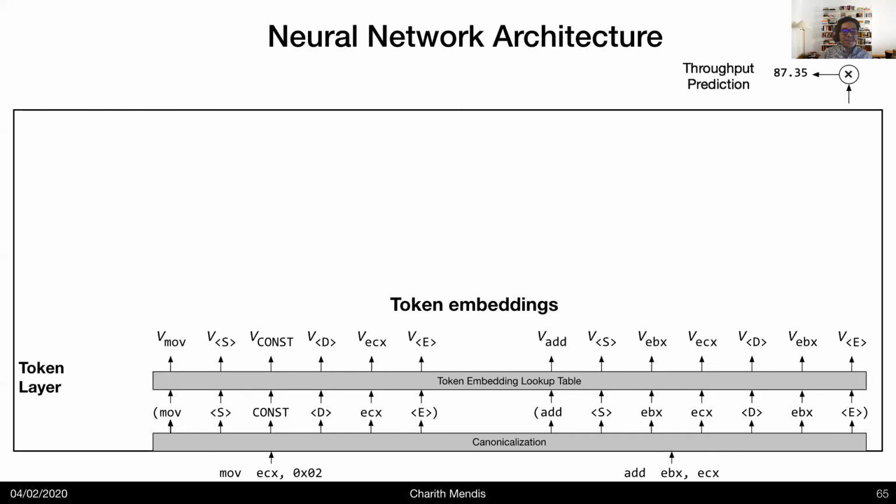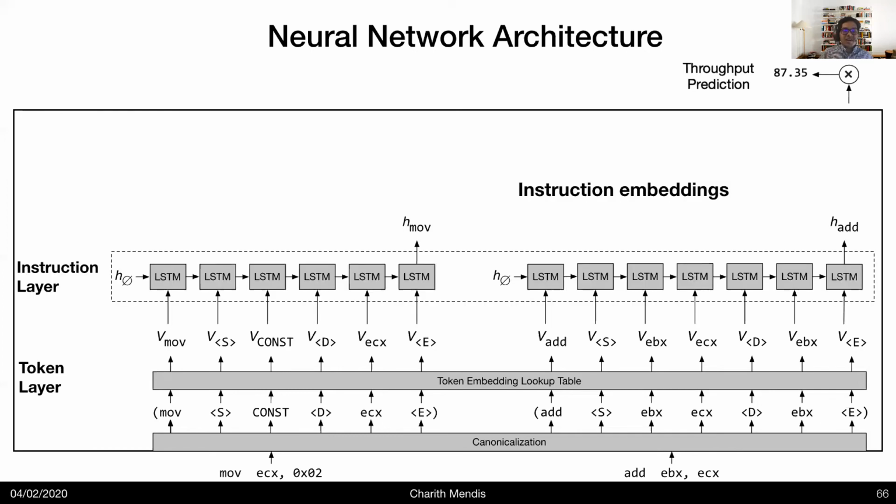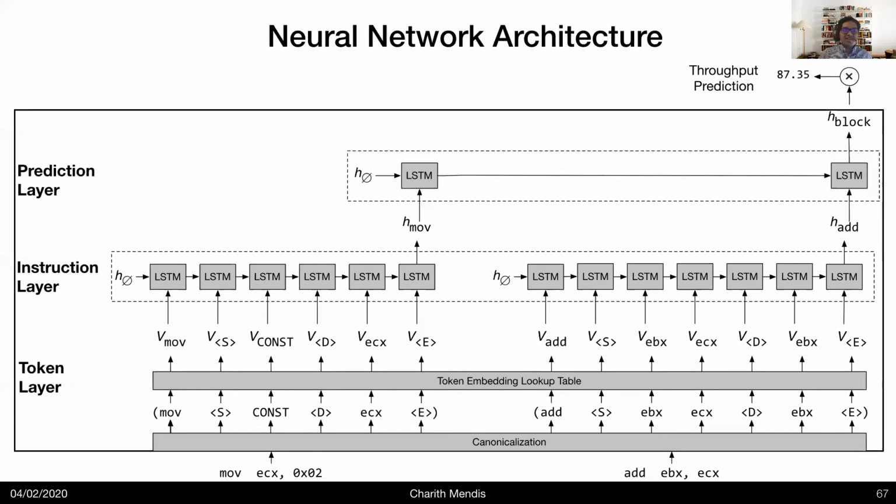And for each of these tokens, we are going to learn an embedding in a high dimensional vector space. And in the next layer, we are going to summarize all of these token embeddings for each individual instruction using an LSTM layer to arrive at an instruction embedding for each individual instruction. And in the final layer, we are going to summarize the instruction embeddings for each and every individual instruction into a block embedding using another LSTM. And note that these two LSTMs are different and weights are not shared between them. So this is different from a traditional layered LSTM architecture. And once we have the block embedding, or the final hidden layer for the block, we run it through a multi-layer perceptron to arrive at the final real value throughput prediction.